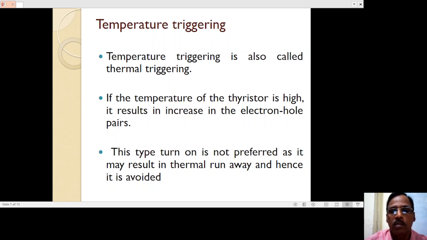But there are some demerits or disadvantages. This type of turn on is not preferred as it results in thermal runaway and hence it is avoided. Practically, temperature triggering is avoided. It is not used.